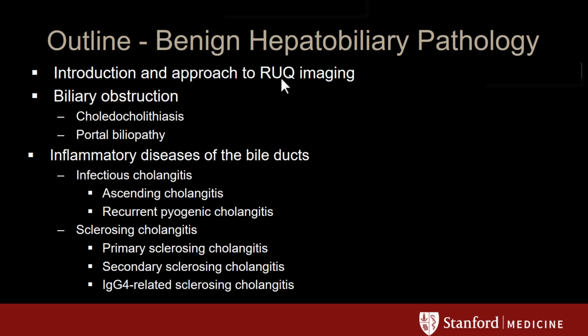We're going to talk about benign hepatobiliary pathology imaging today. First, talk a little bit about the thought process when you're ordering a right upper quadrant study. We'll talk about biliary obstruction, stones, and portal biliopathy. And then inflammatory diseases will be most of the time infectious cholangitis and sclerosing cholangitis.